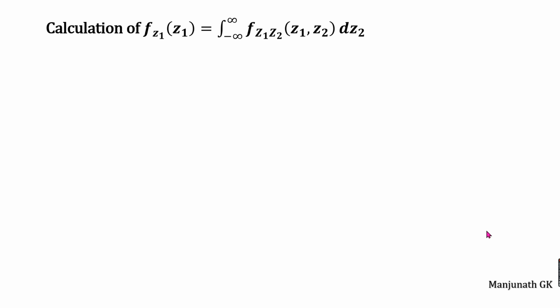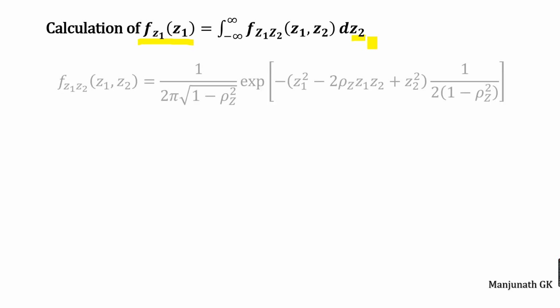For the given bivariate PDF, next let us calculate the probability densities. They are called single random variable probability density functions. We know that to calculate the probability density function of Z1, the bivariate PDF should be integrated with respect to Z2. This concept was already discussed, and this is the given bivariate PDF.